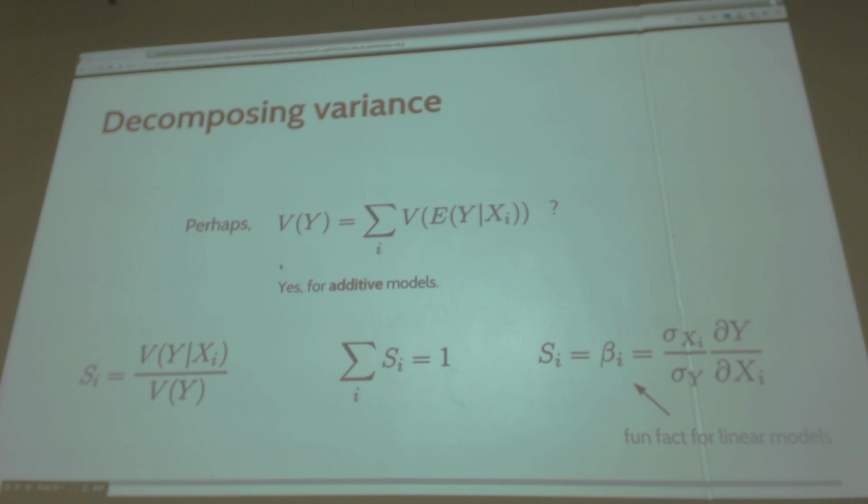And then you can have something called a sensitivity index. It's just the ratio of the variance explained by the parameter to the total variance, and they add up to 1. So you can say that 30% is explained by parameter A and 70% by parameter B, and that's it.